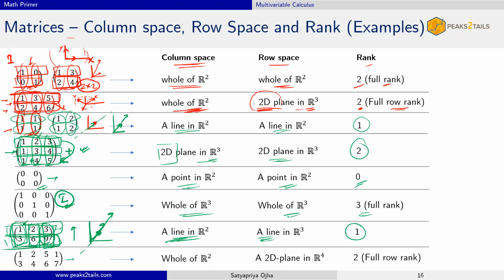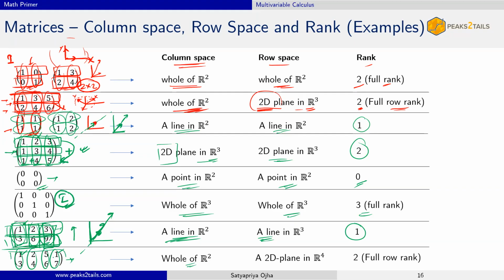Okay. Finally, let's look at this. There are 4 column vectors: 1, 2, 3, 4. I can see that the first one and the last one are independent. So that means that I'm covered. Maximum I can span a 2D space. I do see there are 2 independent vectors, so I can cover the whole R square.